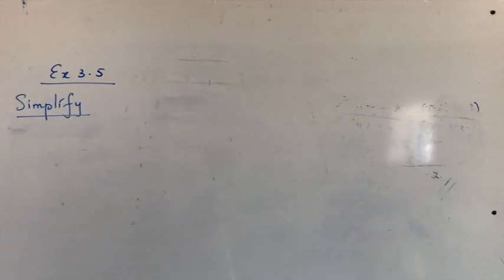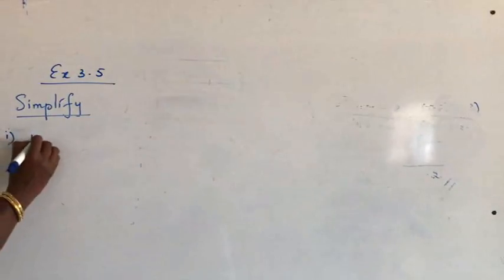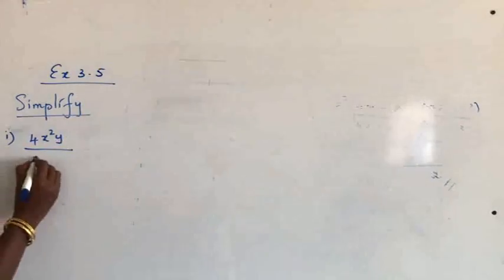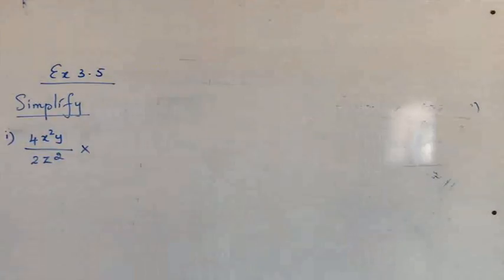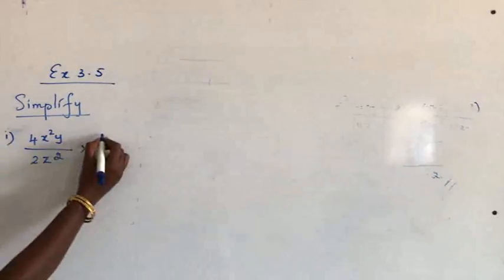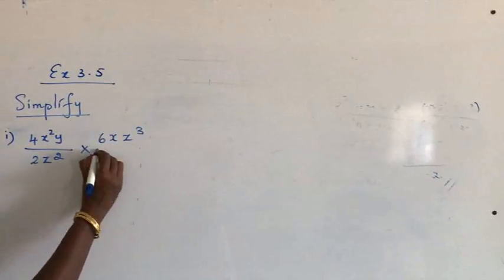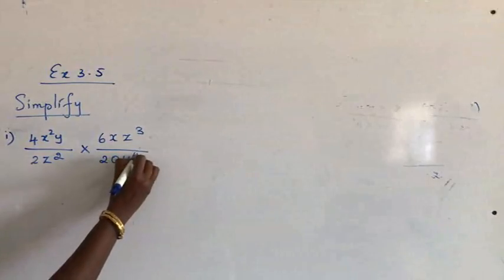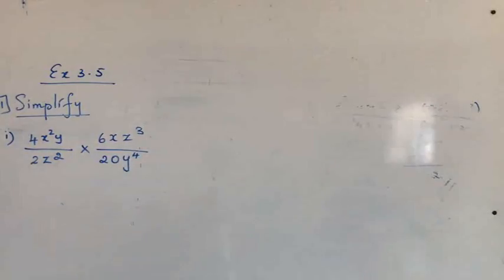Under simplify, the first subpart: 4x square y upon 2z square into 6xz cube upon 20y raised to 4. So under exercise 3.5, first question, simplify. The first subpart is 4x square y upon 2z square into 6xz cube upon 20y raised to 4.